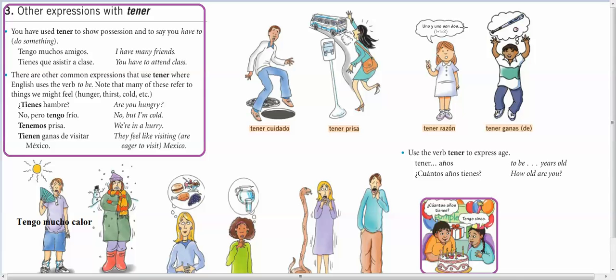Ella dice que uno y uno son dos. She's saying one and one are two. So she's right. Tener razón is to be right or to be correct. Tener ganas de is to want to do something. Él tiene ganas de jugar al béisbol.